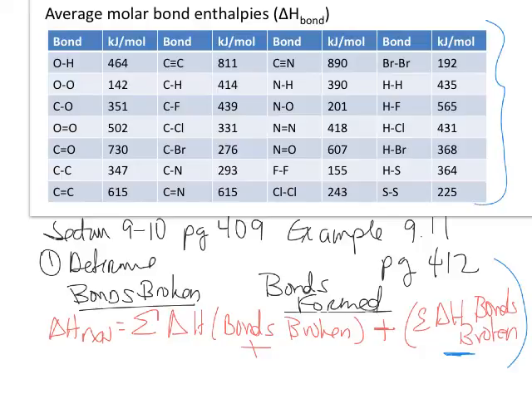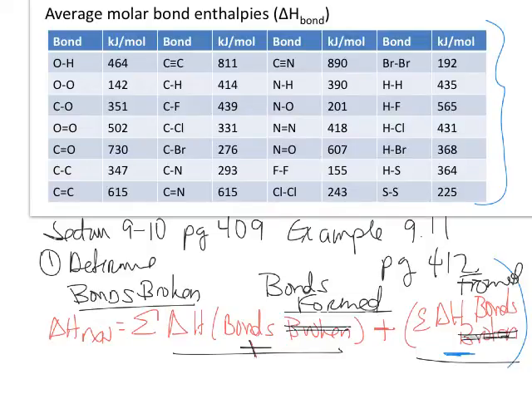So here are the bond energies. They'll always be given to you in a table. You'll never have to memorize them. But you'll take the positive value for bonds broken, and then you'll take the negative value for bonds formed. Bonds formed will be the negative. Bonds broken will be the positive. It always takes energy to break the bonds. When bonds form, they give off energy, so that would be negative. Okay.